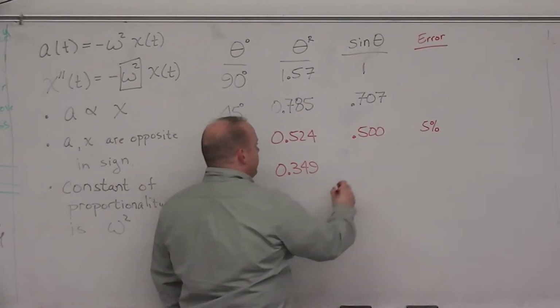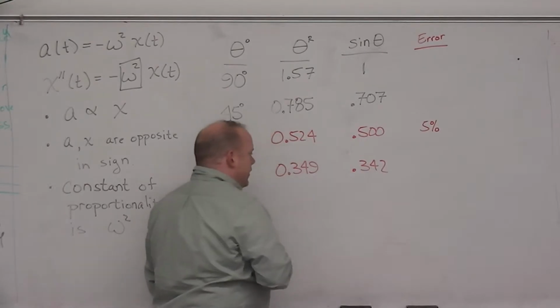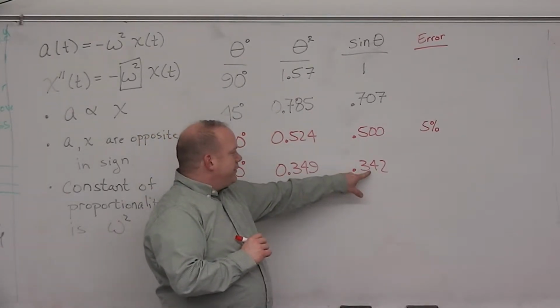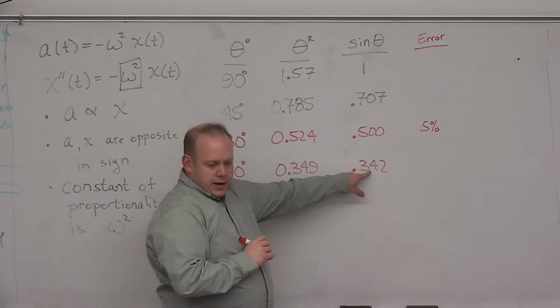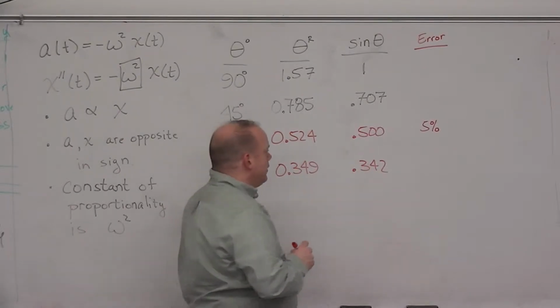Sine of theta is 0.342. Now we're getting very interesting. This is off by 7 thousandths over 0.342. Now we're talking about an error of only 2%.